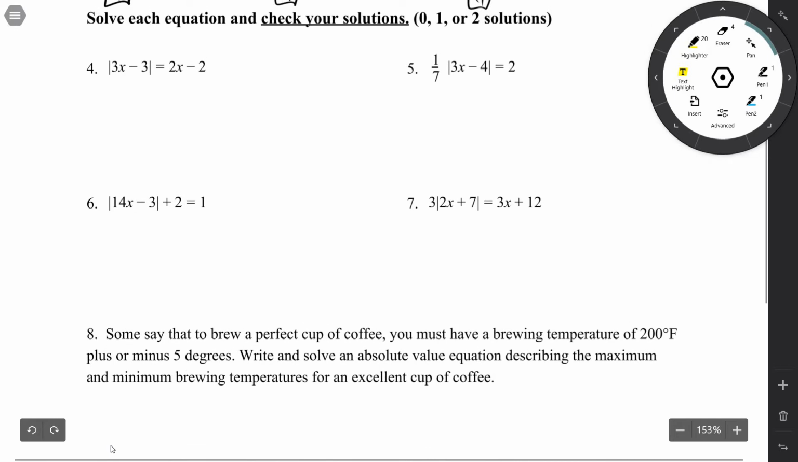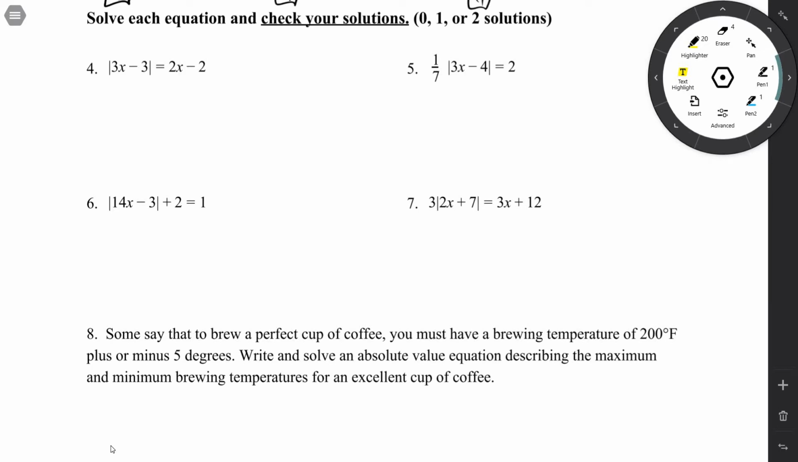Now, solve each equation and check your solutions. Important step: for this first one, they've done some of the work for us. The absolute value is already by itself, so we can split this into separate equations right away. We'll do the positive first.